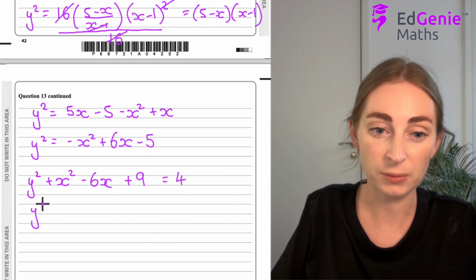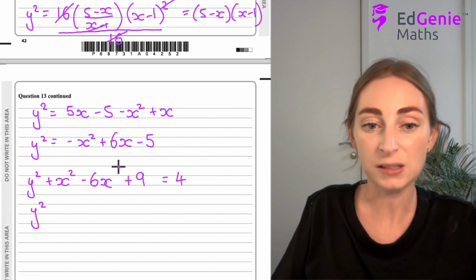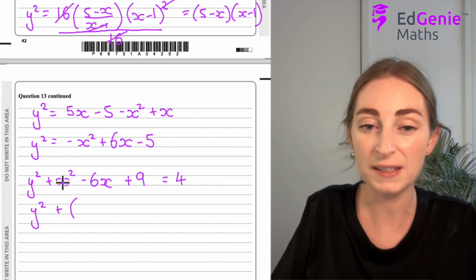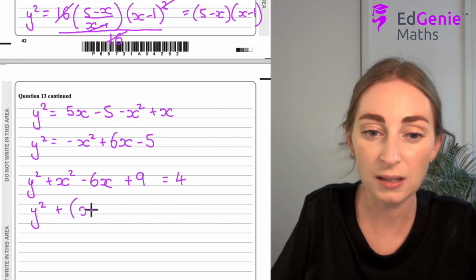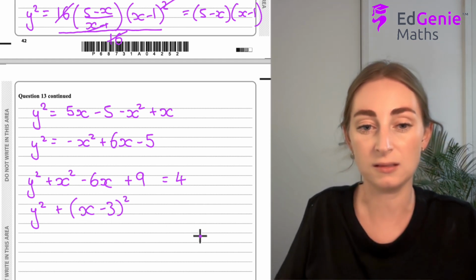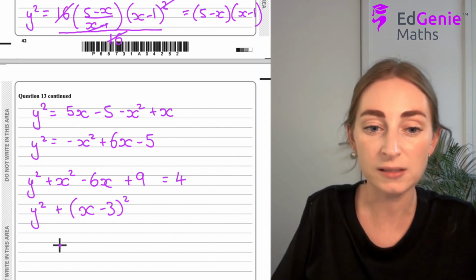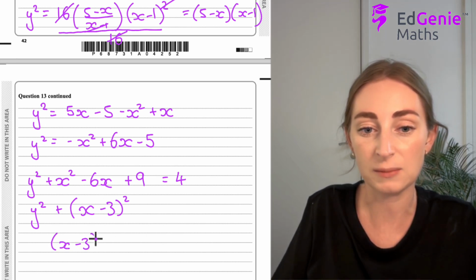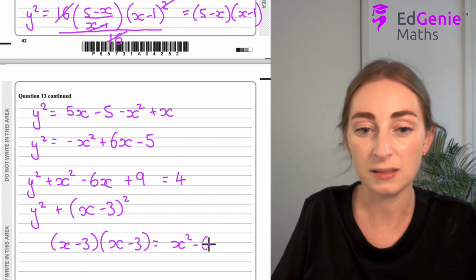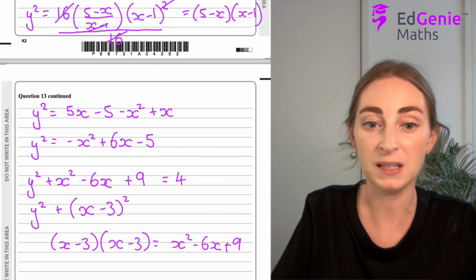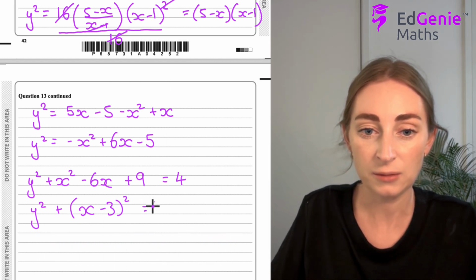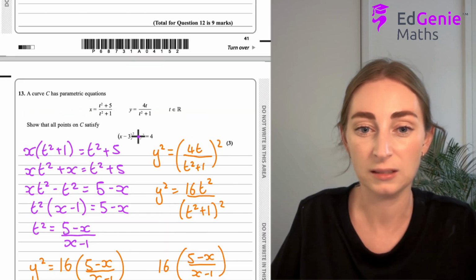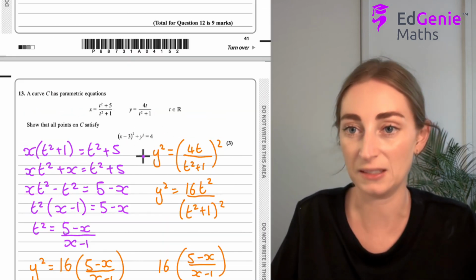Then y squared, we want that to stay like that. This we can factorise, and actually this is the difference of 2 squares. No, it's not, sorry. It's just going to be x minus 3 squared, isn't it? Yeah, because x minus 3 times x minus 3 is x squared minus 6x plus 9. Yeah, it is. It's great. And that's what the question was, so we've done it. Equals 4, double check. Yeah, perfect, done.